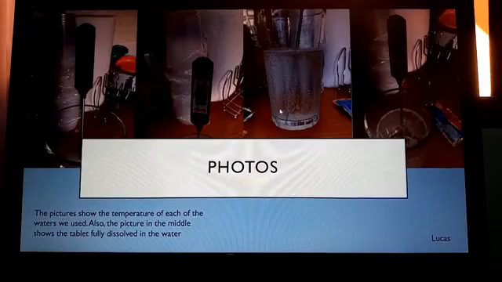These pictures are for the colder experiment. They are all a little bit foggy and they still have some bubbles in them. The hotter experiments weren't so foggy, and they didn't have so many leftover bubbles. As soon as the tablet dissolved, the bubbles also kind of went away.